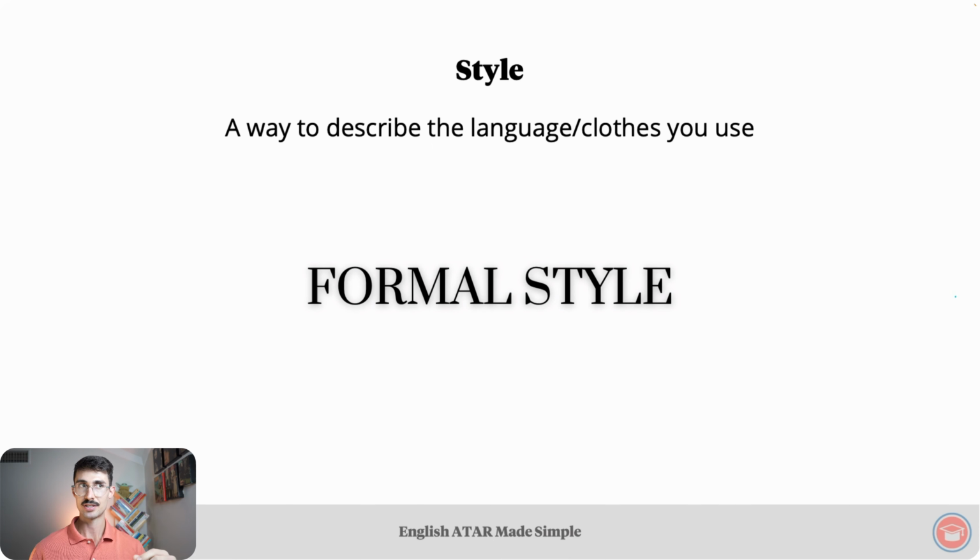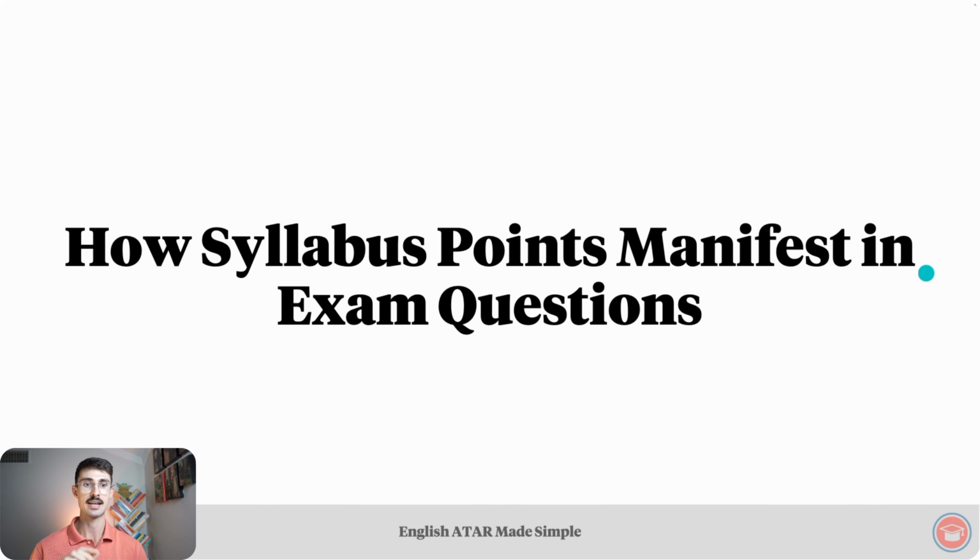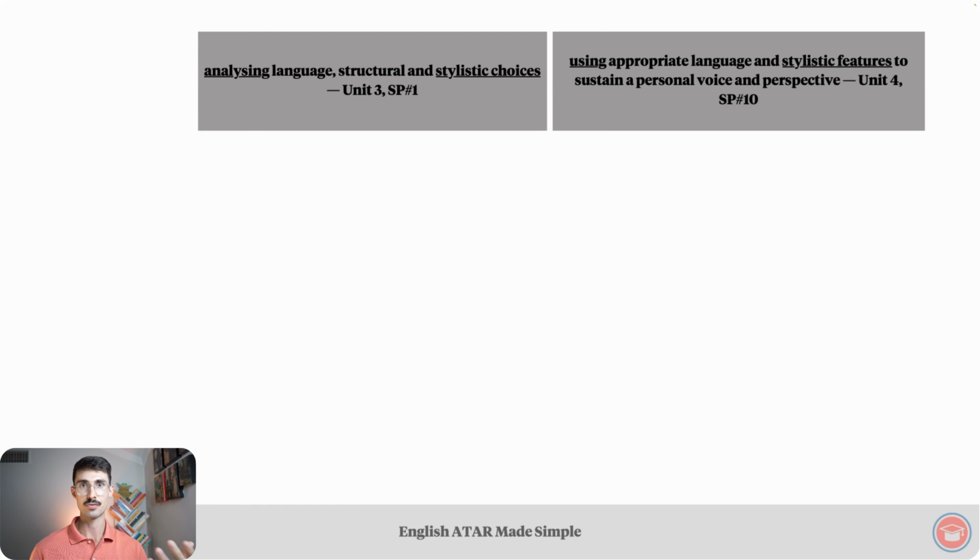Now I'd like to do something similar to what we did in the previous lesson on structure, and that is to see how the syllabus points manifest in exam questions. The two relevant syllabus points, as we saw at the beginning of the lesson, are analysing language, structural, and stylistic choices, Unit 3, and then using appropriate language and stylistic features to sustain a personal voice and perspective, Unit 4.